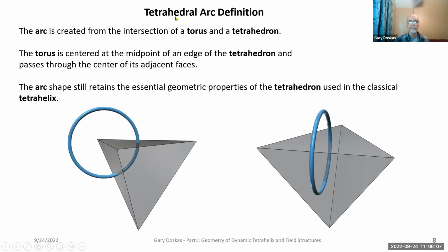So this is just the arc definition. The arc is created from the intersection of a torus and a tetrahedron. The torus is centered at the midpoint of an edge of a tetrahedron and passes through the center of its adjacent faces. And the arc shape still retains the essential geometric properties of the tetrahedron used in the classical tetrahelix.